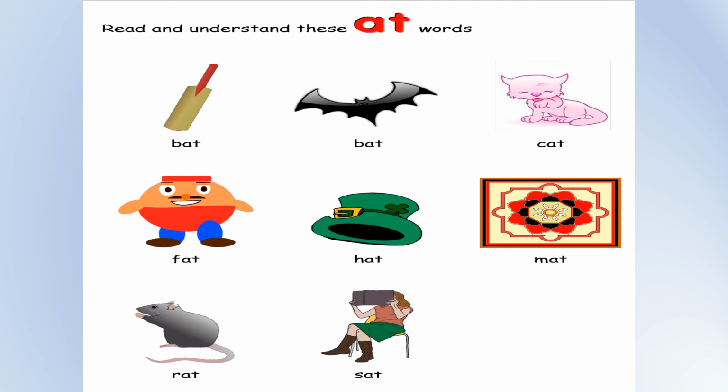So here are the next words. Let's read them out. A-T words. B, a, t, bat. K, a, t, cat. F, a, t, fat. H, a, t, hat. M, a, t, mat. R, a, t, rat. S, a, t, sat.